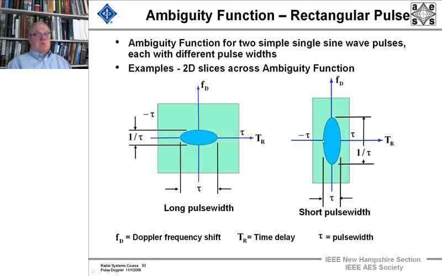In a short pulse, we're going to have much better range resolution than this longer pulse, but we're going to have poorer Doppler resolution. So the energy's got to go somewhere. And of course, this will be the region of side lobes.